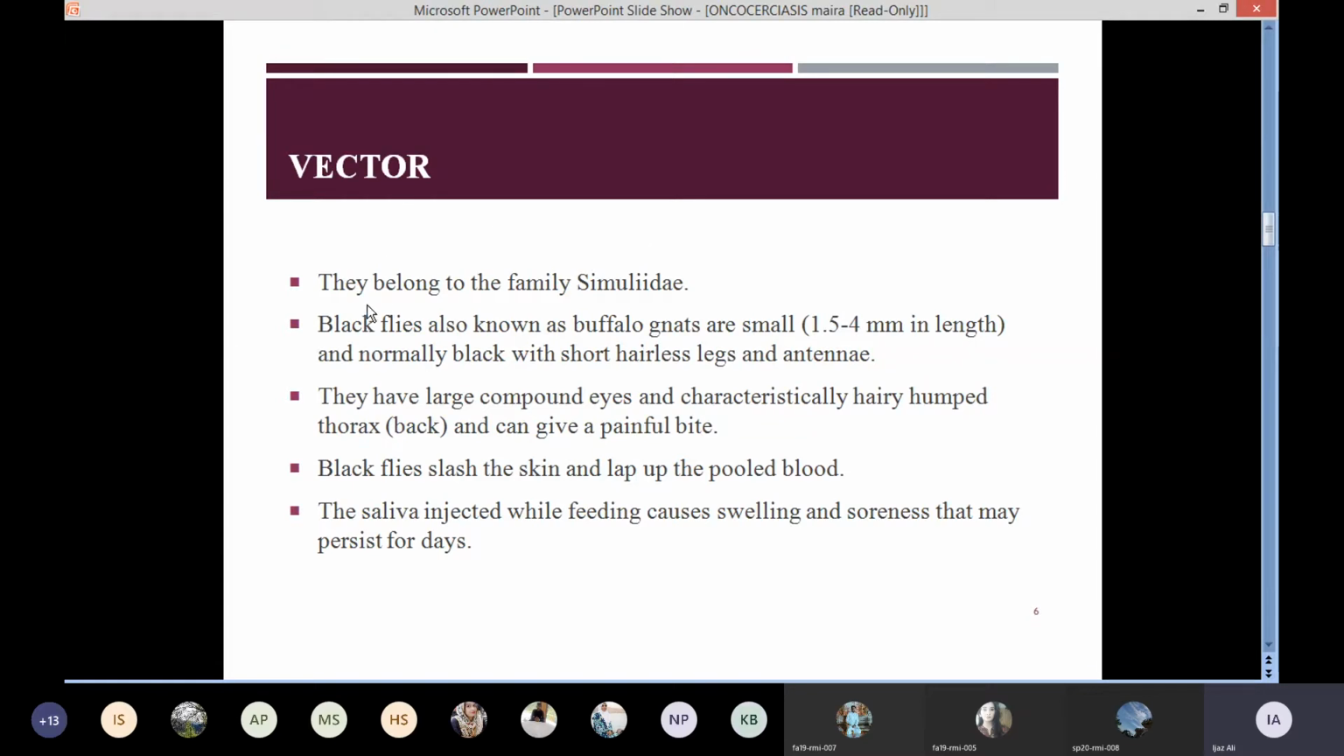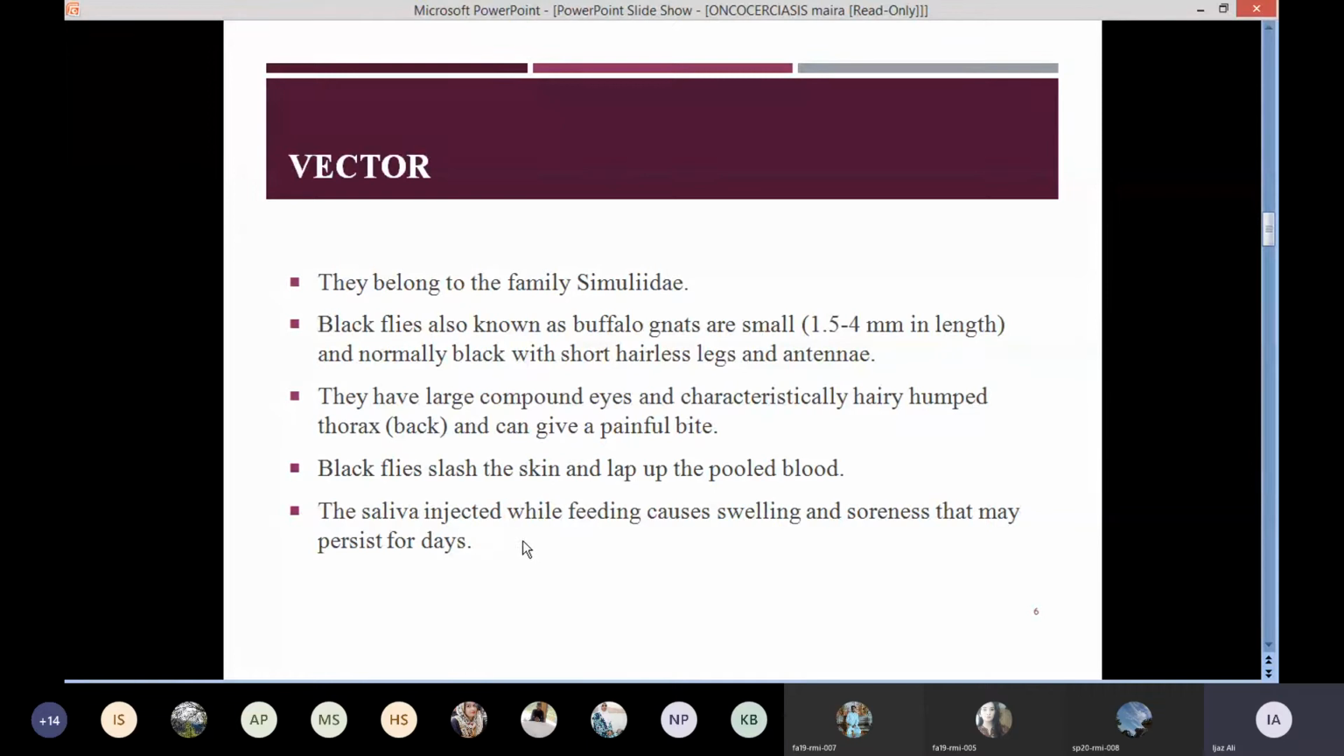The vector is the black fly. It belongs to the family Simuliidae, and black flies, also known as buffalo gnats, are small flies, 1.5 to 4 millimeters in length, and normally black in color with short hairless legs and antennae. They have large compound eyes and a characteristically hairy, humped thorax, and can give a painful bite. Black flies slash the skin and lap up the pooled blood.